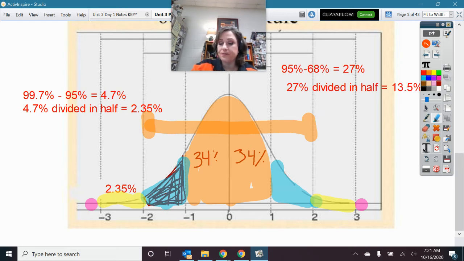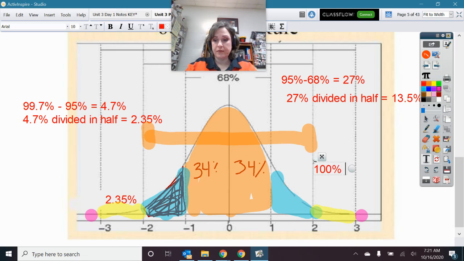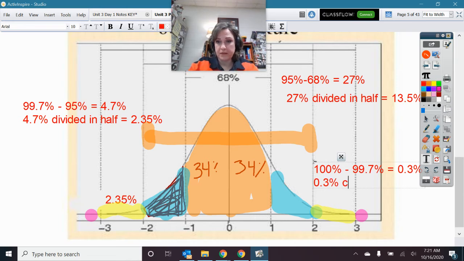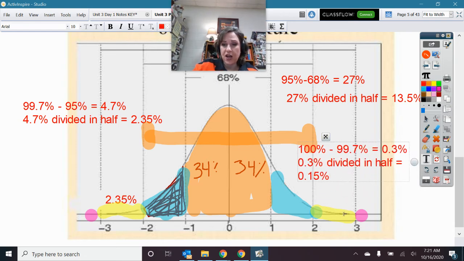Let's do that final calculating. Very little. So I took my 100%, took away the 99.7% in the middle, and that's 0.3% making up those two pink sections. Divide that in half, and we have 0.15. So not even 1/5 of 1%.